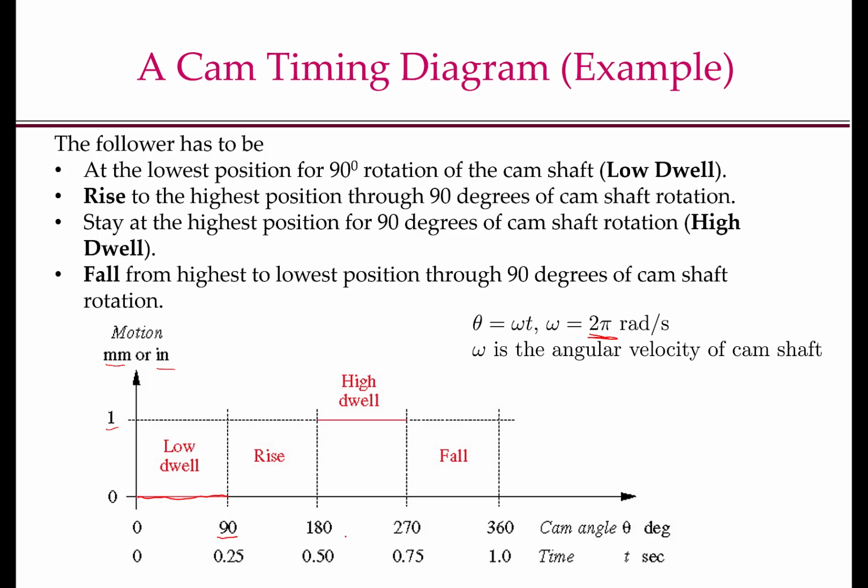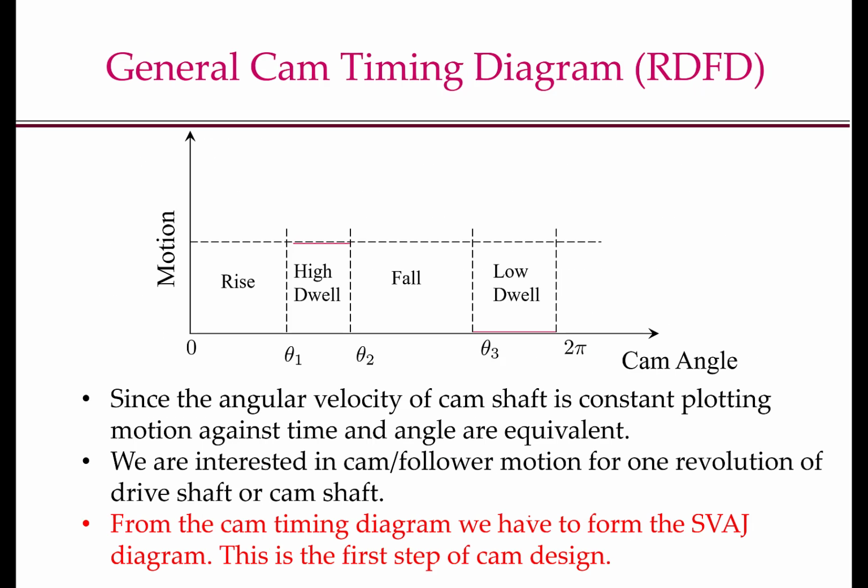These 90 degrees, 180 degrees, 270 degrees, these are just examples. In general, it can be any angle. So in general, my cam timing diagram will look something like this, where I have cam angle as the x-axis and the motion as the y-axis. Note that I can use cam angle as the x-axis because I am assuming that the angular velocity of the camshaft is constant. Also, I can set the 0 degree rotation of my cam angle anywhere I please.